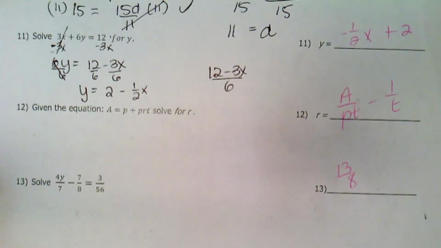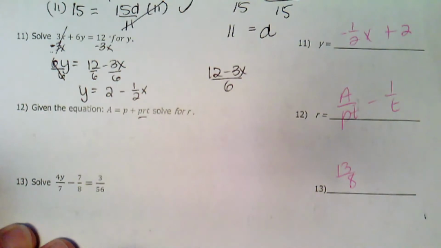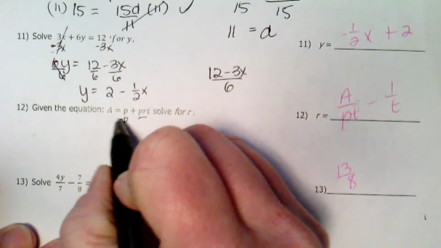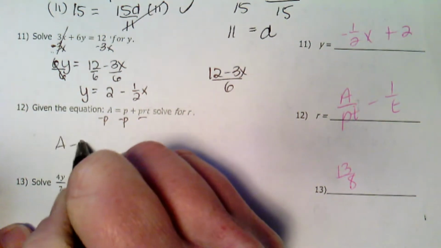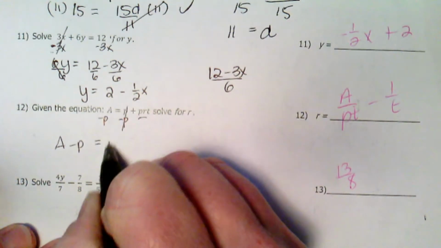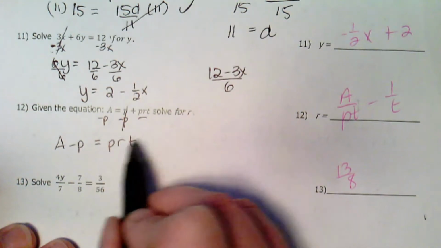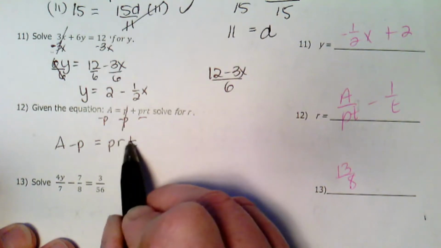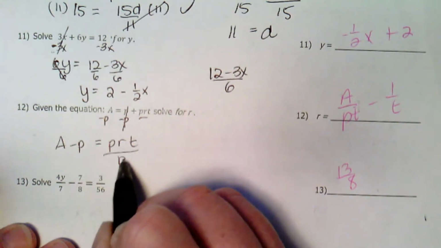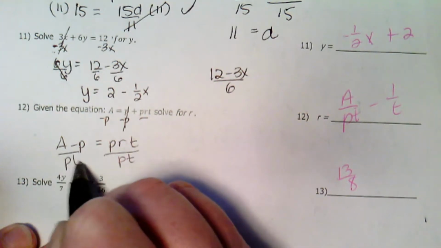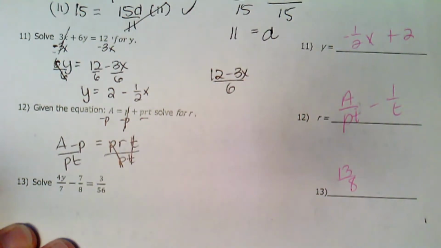Alright, number 12, given the equation A equals P plus PRT, solve for R. So our goal is to work on that term last. So we're going to subtract P from both sides. Gets rid of that. And our goal is to get this R by itself. But right now it's being multiplied by P and T. So if we divide by P and T, it will get rid of those.